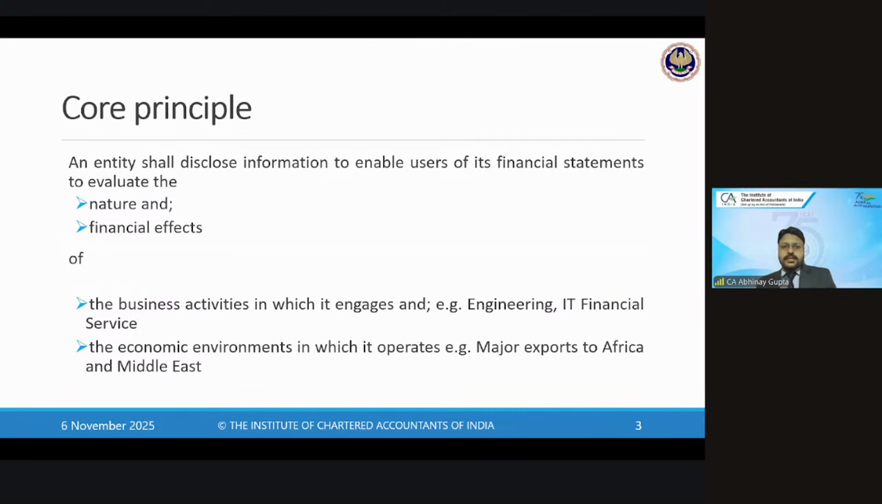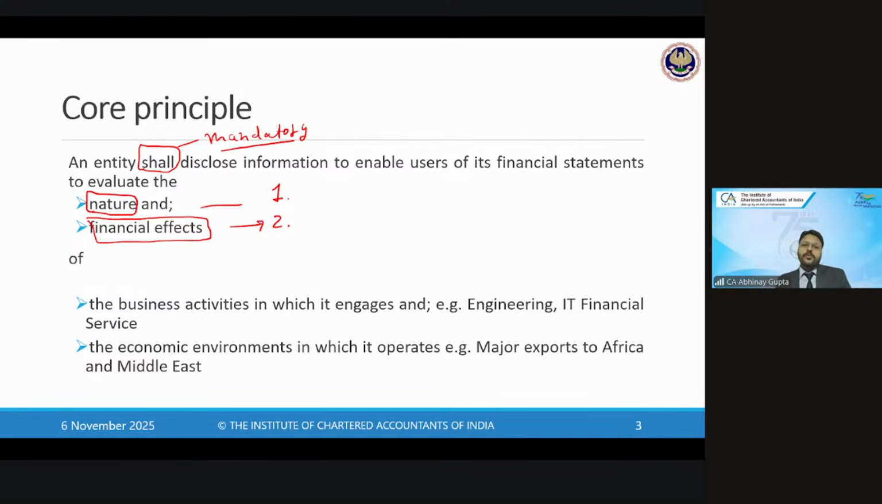The standard says the core principle is that an entity shall disclose. Is it mandatory or optional? It is mandatory to disclose the segment disclosures in the financial statements; it is not optional. The entity discloses the information to enable the users of the financial statements to evaluate the nature and the financial effect. So, number one, the nature, and number two, the financial impact of these segments on the overall performance of the company. So, who are the users of my financial statements?